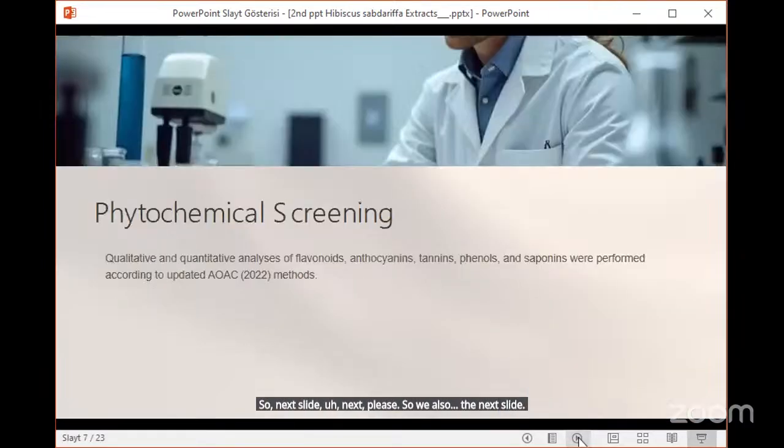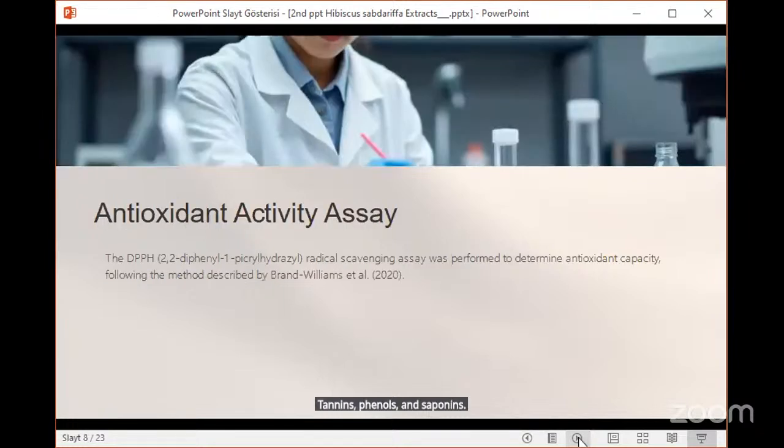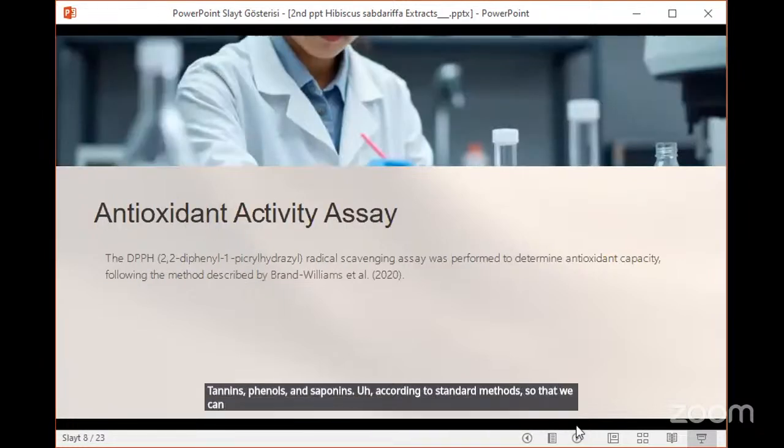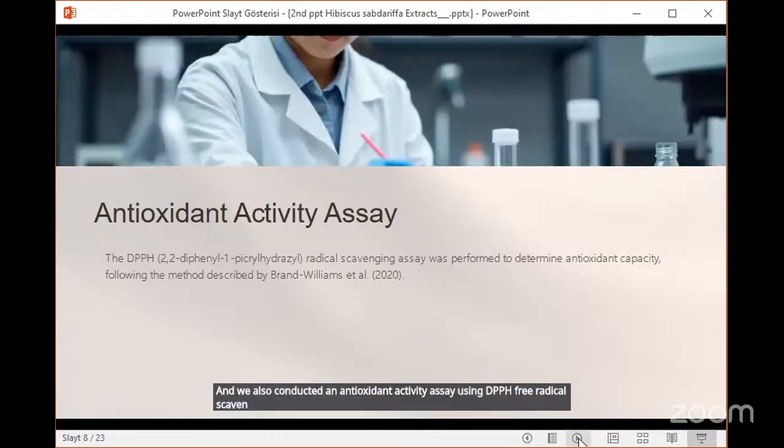So we also conducted phytochemical screening, where we did qualitative and quantitative analysis of flavonoids, anthocyanins, tannins, phenols, and saponins according to standard methods, so that we can have an idea of the quantity of these potent antioxidant compounds. And we also conducted an antioxidant activity assay using DPPH free radical scavenging assay. Next slide, please.